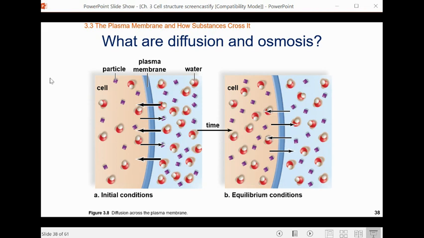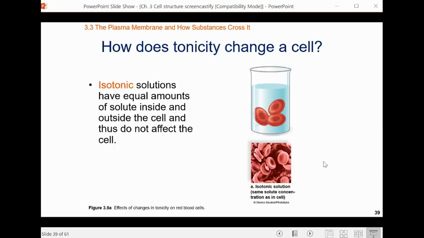Here you can see a selectively permeable plasma membrane. And in this case, we're starting with more water on the outside of the cell and more solutes on the inside of the cell. And the consequence of this is over time, we reach equilibrium. Although water is moving back and forth across that membrane at any given moment, and those solutes are moving back and forth across the membrane, given enough time, they will eventually have the same number leaving as are entering, so that we reach this equilibrium.